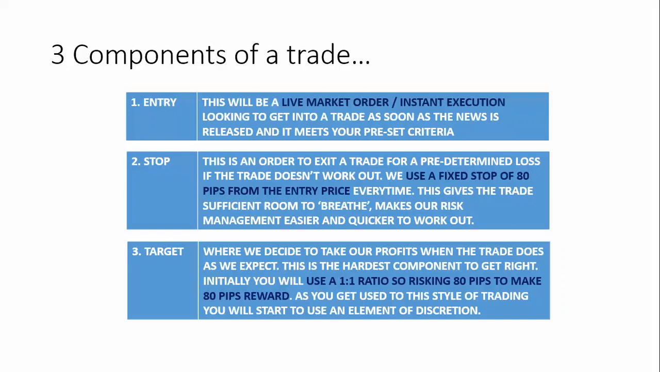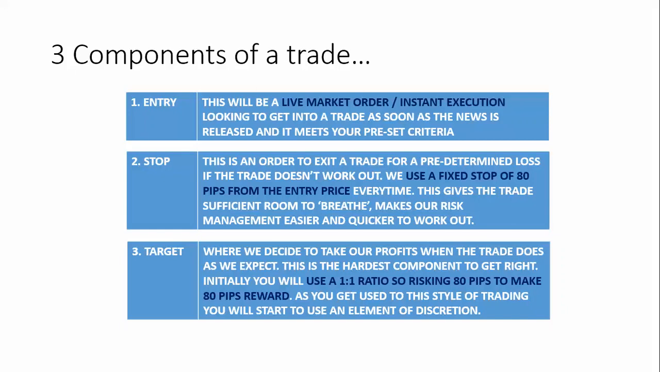What we're going to do is we're going to use a fixed stop loss of 80 pips from the entry price that you get in every single time. And this is really the main reason for this, is it gives the trade sufficient room to breathe, i.e. when news comes out, it can get quite volatile initially. So what we don't want to do is get stopped out quickly to then miss out on the bigger move that we had anticipated. So we give it 80 pips to breathe. I'm not expecting many of your trades to hit the 80 pip stop loss. However, we do need to give it enough room to allow that trade to come to fruition.